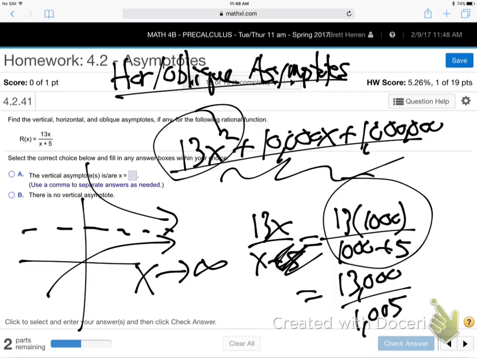But that's just plugging in 1,000. If I plug 1,000,000 into that thing, he's already totally dominating the other terms. Do you see the point? All that matters if you're going right forever or left, positive or negative infinity, all that matters is the most powerful term on the top and the most powerful term on the bottom.